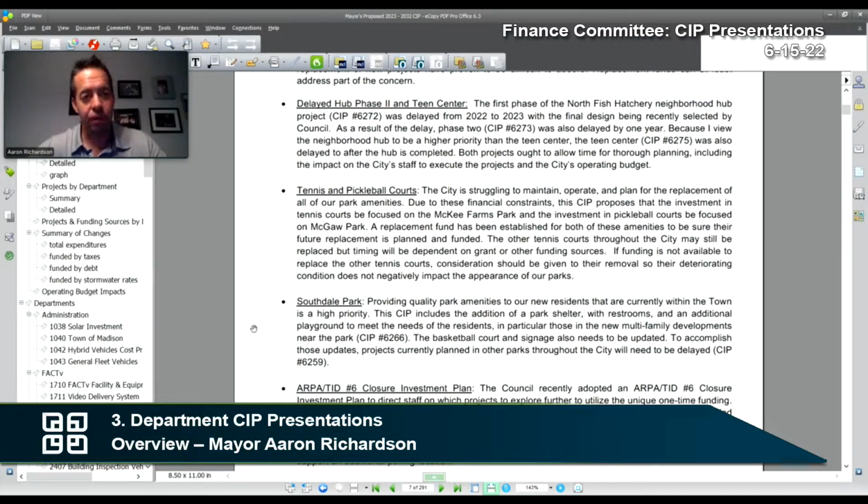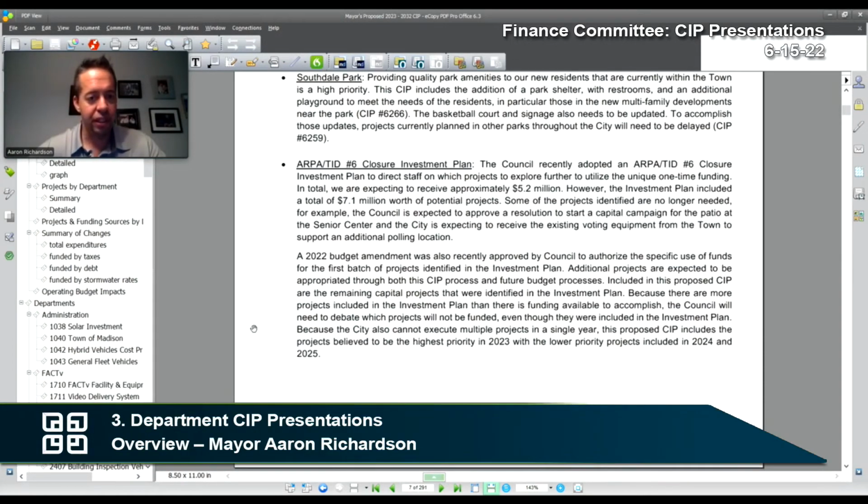And so I've put a bunch of funds towards renovating Southdale Park over in the town of Madison. And so I think that's a critically important thing. So doing that. And then, you know, the ARPA TID closure, we've talked about that investment plan. We have these projects in here, but as you know, we approved $7 million worth of projects and we have $5 million. So again, there's things that have to be cut. There's things we can't do.